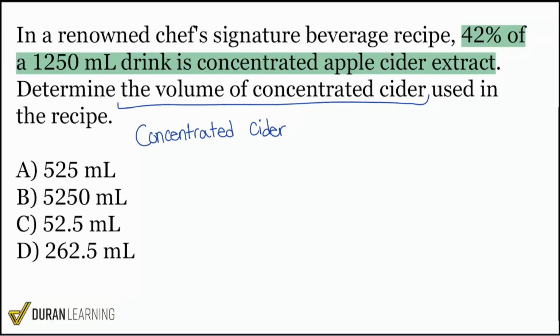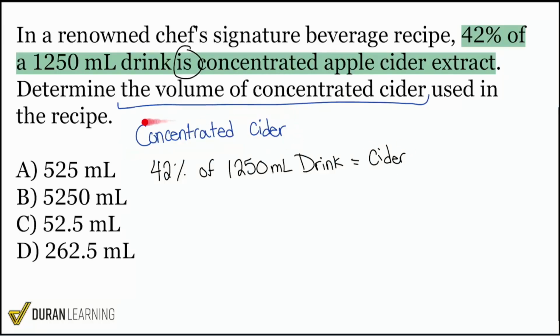Again, let's write that down. 42% of the 1,250 milliliter drink equals the concentrated apple cider. So I'm just going to write cider to keep it short. But my party people, take a look here. Don't we see how this is actually straight up set up as the percent times the original equals the result, and that result is what we're looking for. Are we starting to see how straightforward this can feel?